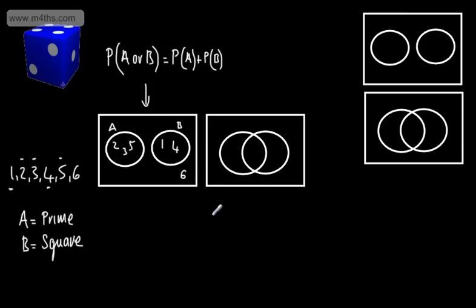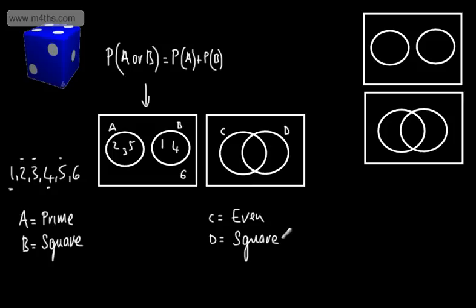Let's now look at C and D. If you want, you can use A and B again. I'm just going to use C and D, and we will look at the following. So this one we're going to have C, and this one we're going to have D. Sticking with our fair six-sided dice, what we're going to have are even numbers and square numbers.